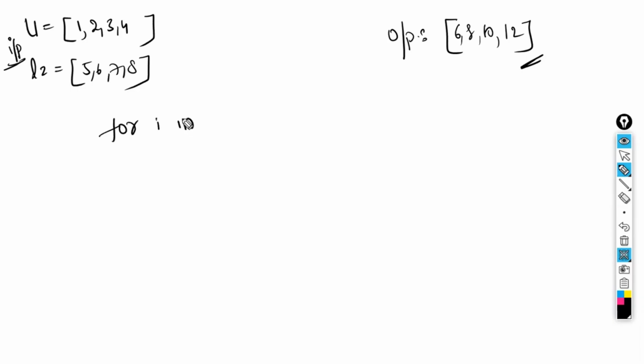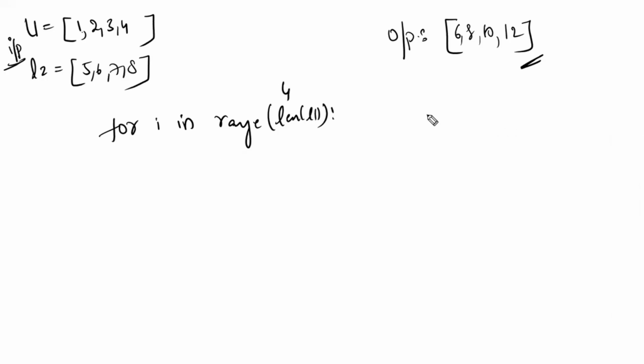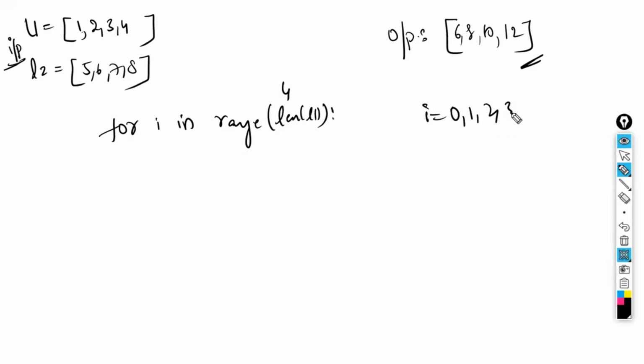So here I'm going to use for i in range of 4. Or if they have given 50 or 40, whatever the number, if we don't know it, just use the length of the list automatically: for i in range of length of list 1. Now automatically it is going to consider 4, so the i value is going to be 0, 1, 2, 3.